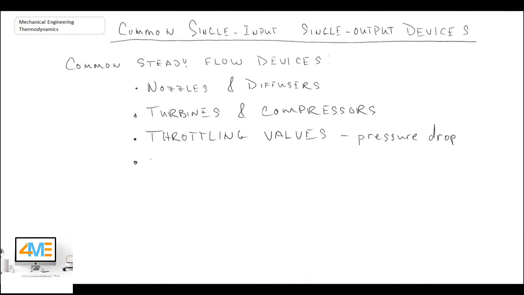Mixing chambers, this is where we take two fluid streams and consequently it may not be single input, single output, but the modification to the equation that we just looked at, the first law, is not that significant because usually you have a single output coming out. And finally, heat exchangers. We can also sometimes use the form of the first law that we just looked at.